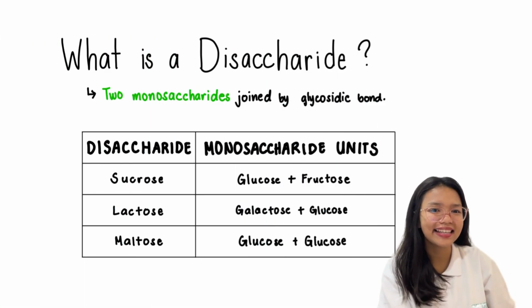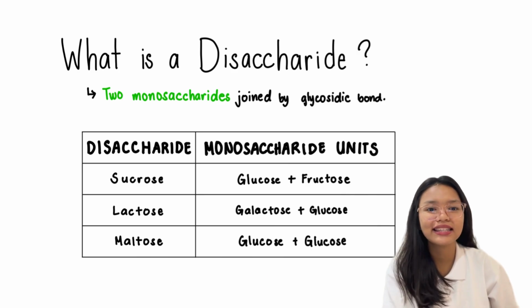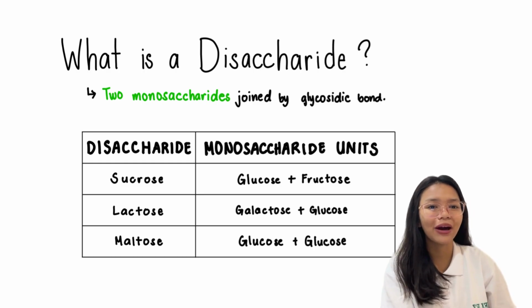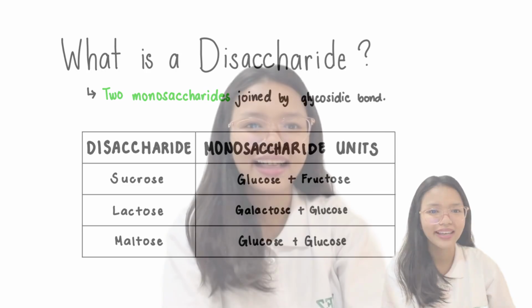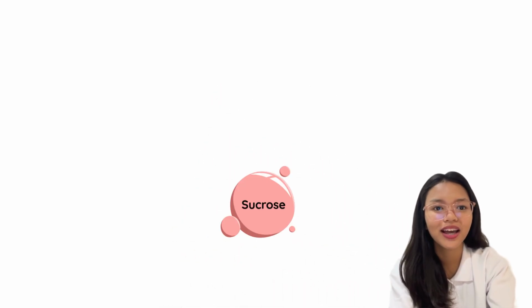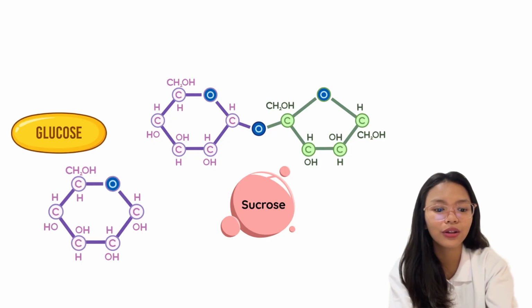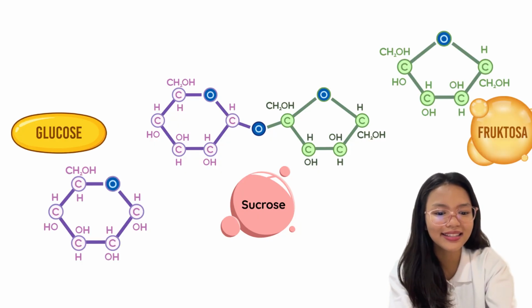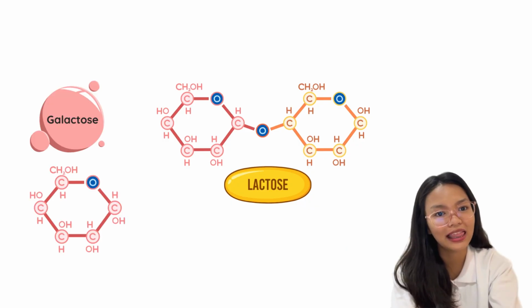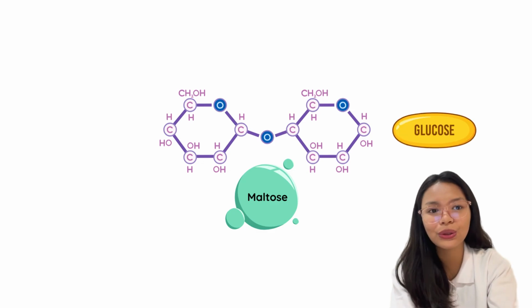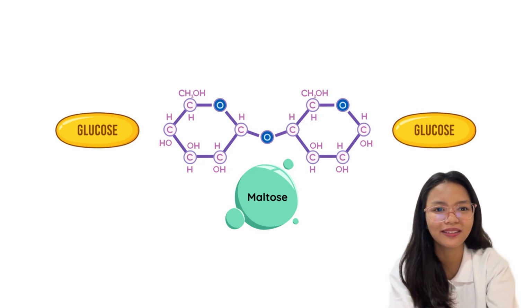What is a disaccharide? A disaccharide is a type of oligosaccharide made up of two monosaccharides joined by a glycosidic bond. They're commonly found in nature and play important roles. Let's look at three important disaccharides and the monosaccharide units they're made up of. First, we have sucrose. Sucrose is made up of glucose and fructose. Next, we have lactose, which is made up of galactose and glucose. And lastly, maltose, which is made up of two glucose monosaccharide units.